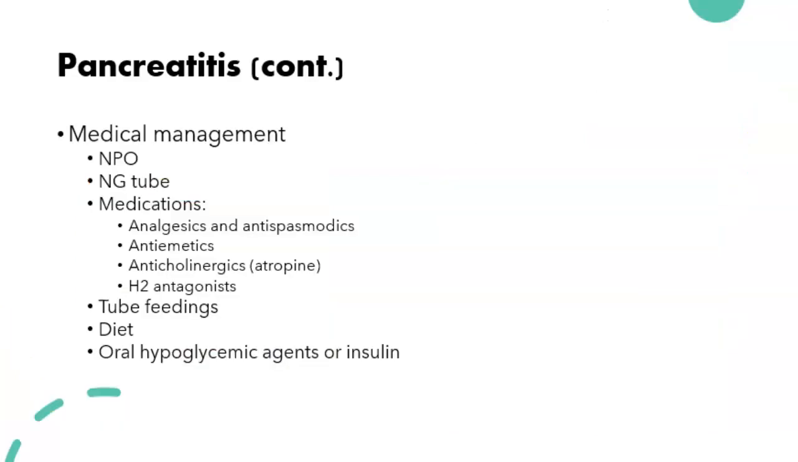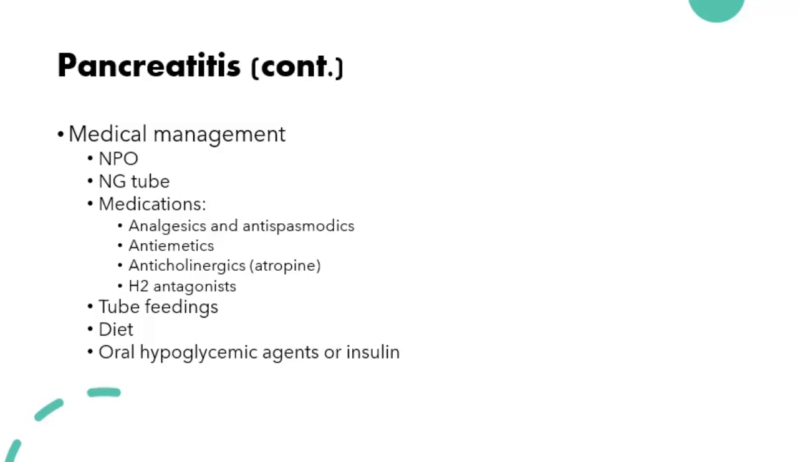Medical management for pancreatitis. So they will be kept NPO, and that is to avoid stimulating the pancreas. We want the pancreas to rest because pancreatitis is basically overproduction of the enzymes that are destroying the pancreas. They might have an NG tube to help avoid that pancreatic activity. The NG tube can help treat and prevent nausea, and it can help decrease abdominal distension.